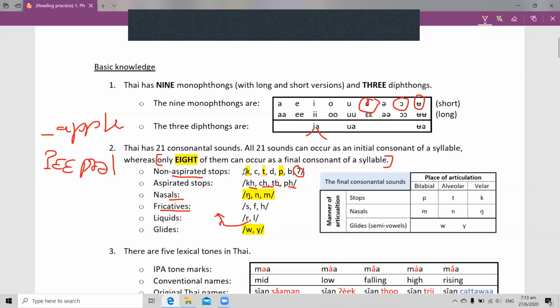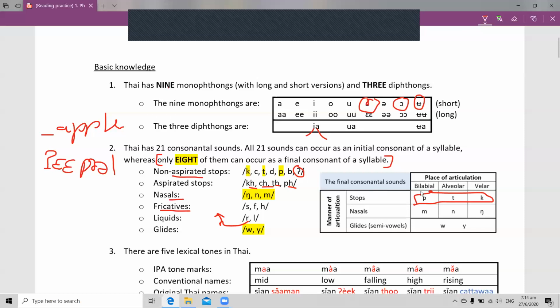Notice that I highlighted 8 characters over here. These 8 characters can occur as the final consonant of a syllable. So we have PTK, PTK. If you learn Thai at like NUS and NTU, they will use this mnemonic for you. Remember PTK when you learn about live and dead syllables.